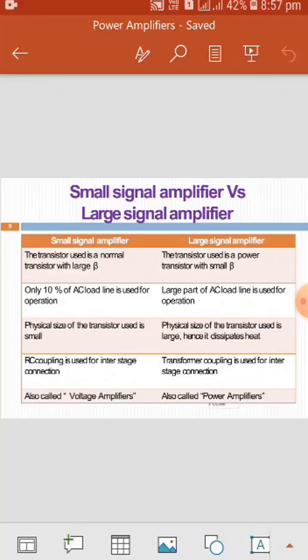And in a small signal amplifier, beta, which is nothing but current gain, HFE, we have to choose the beta value as larger for a small signal amplifier and smaller for a large signal amplifier. A small signal amplifier is also called a voltage amplifier, and a large signal amplifier is also called a power amplifier.